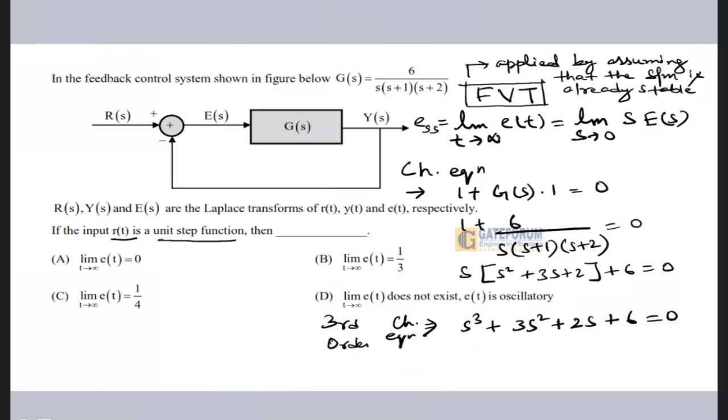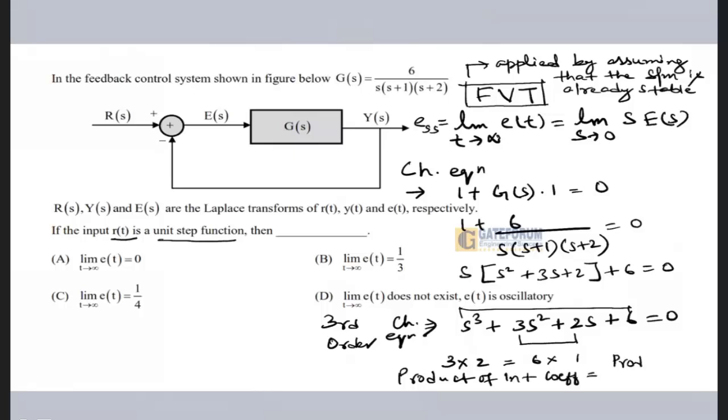We can see here that the product of internal coefficients is equal to the product of external coefficients, right? So 3 into 2 is equal to 6 into 1. Here I can say that the system is marginally stable. So the system is not exactly stable, it is marginally stable.